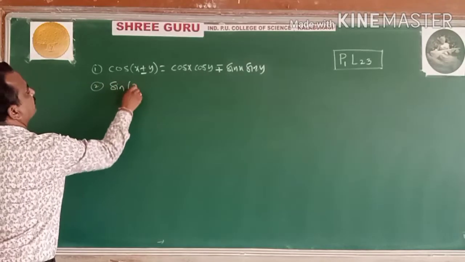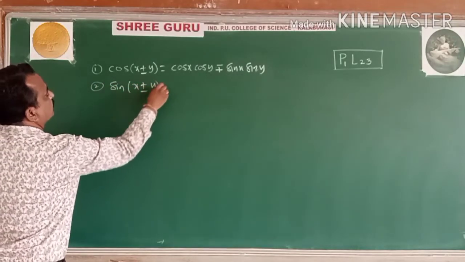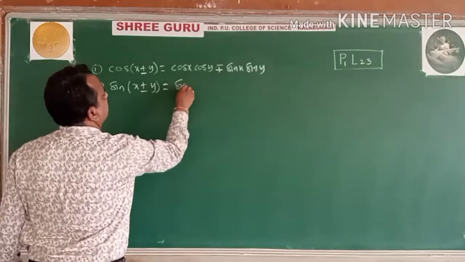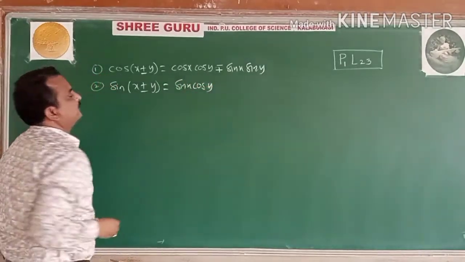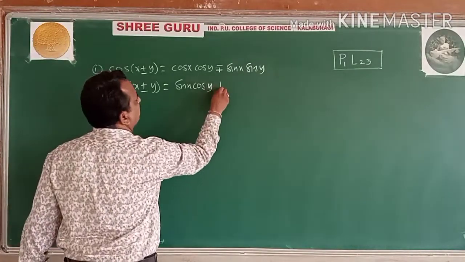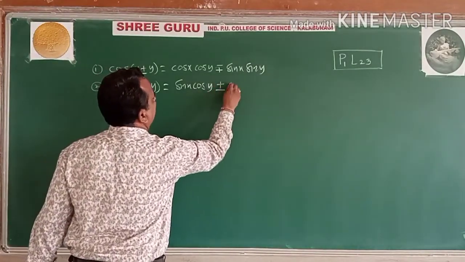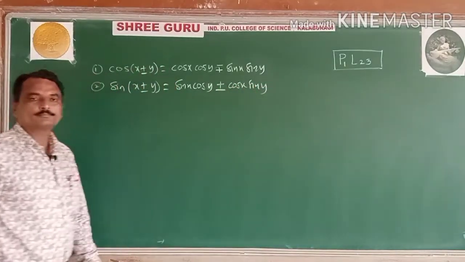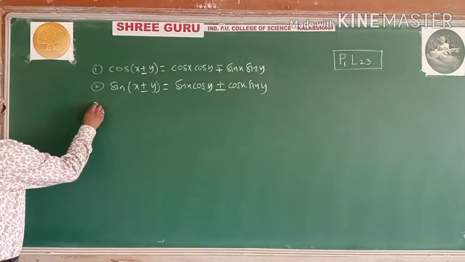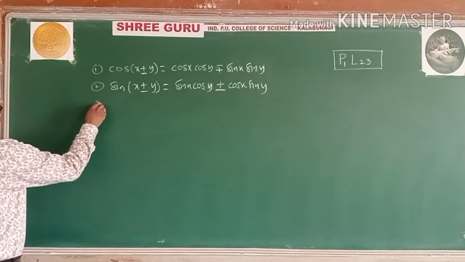Sin of x plus y, both sum and difference: sin x into cos y, when it is plus plus, when it is minus minus, cos x into sin y. Here I am writing both sum and difference.